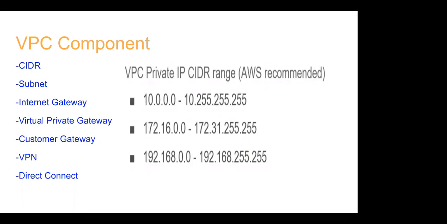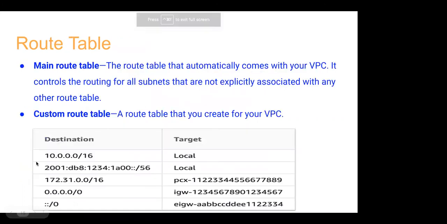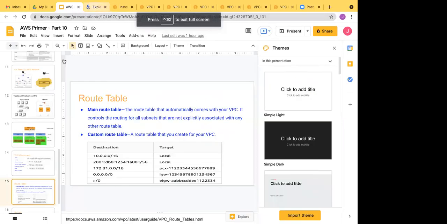And how do you connect? It could be a direct connection between these two, or it could be through VPN. Okay, let me draw it for you.